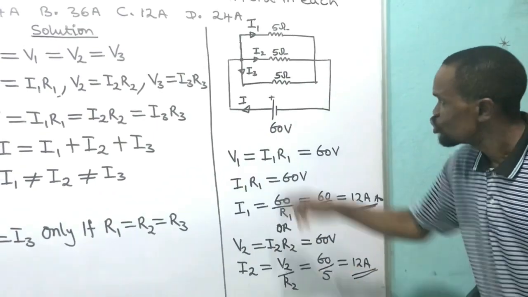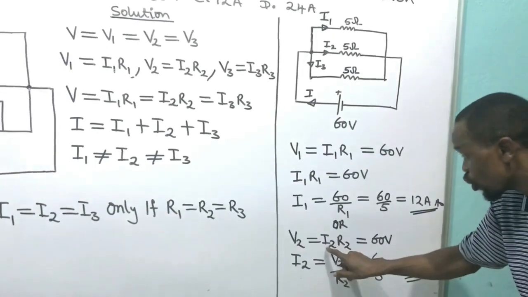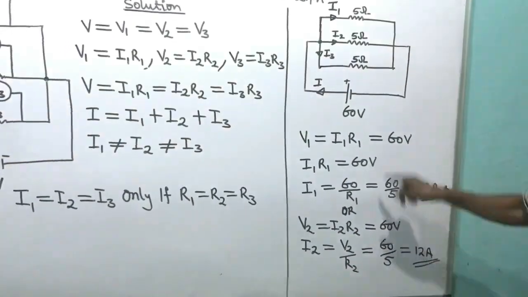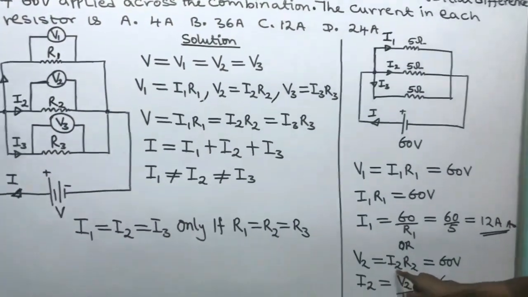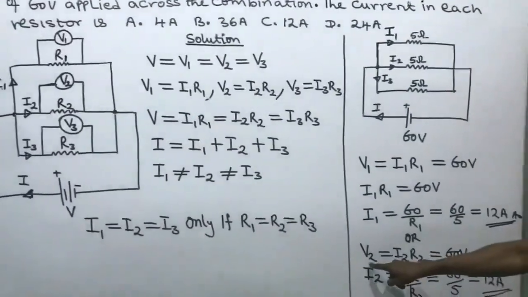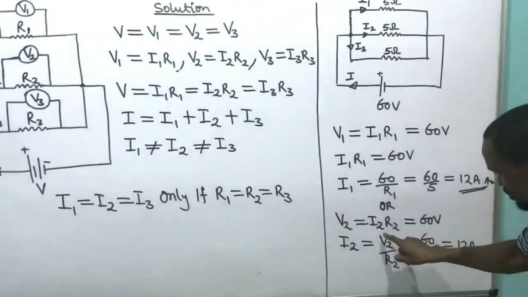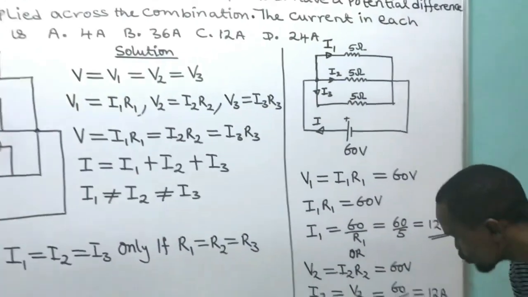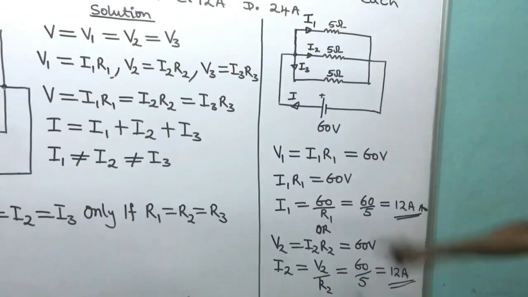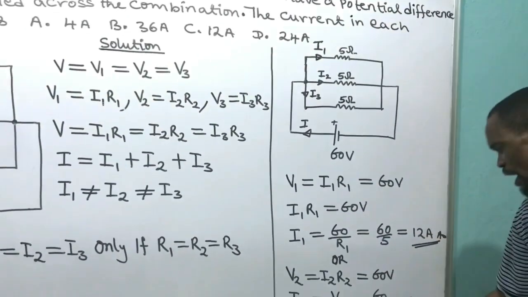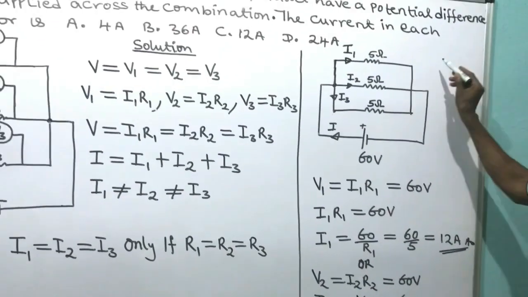Or somebody may choose this one. V2, which is voltmeter 2, reads current 2 times R2, and it gives me the same thing, 60 volts. Making current 2 the subject of the formula, I will divide through by R2. Dividing through by R2, the R2 cancels itself, leaving current 2. Then V2 will be divided by R2, and V2 is the same, 60 volts. I will now say 60 volts divided by 5 ohms will give me 12.